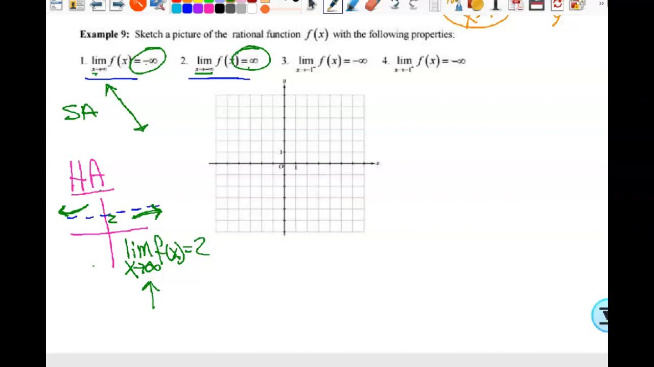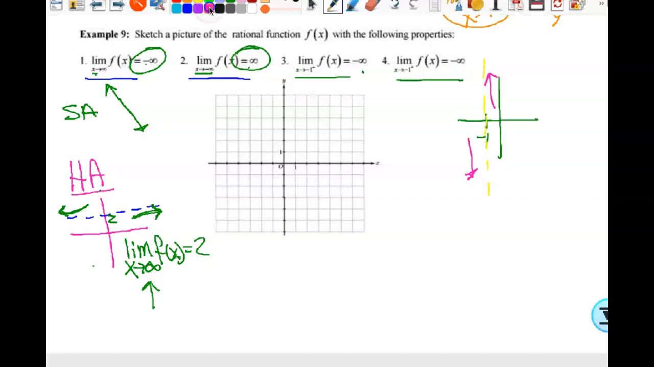All right, so over here, it says the limit as x approaches negative 1 from the left, we're going to negative infinity. Negative 1 from the right, we're going to infinity. So here we are at negative 1. As I approach negative 1 from the left, I'm going to negative infinity. Negative 1 from the right, I'm going to infinity. What's happening at negative 1? Vertical asymptote, right? So this tells me I have a vertical asymptote at x equals negative 1.